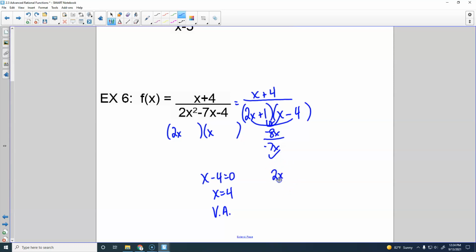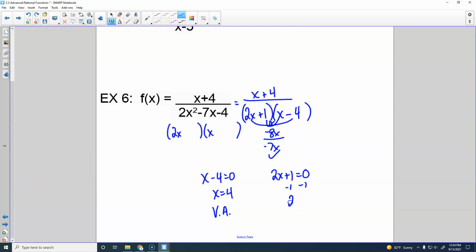Okay, so 2x plus 1. One reason I wrote it out like this is because we usually just do this in our heads. But what you're doing is saying x minus 4 is equal to 0. So that's what you're going to do over here with the 2x plus 1. You're going to set that equal to 0. So how would you solve that for x, Josie?